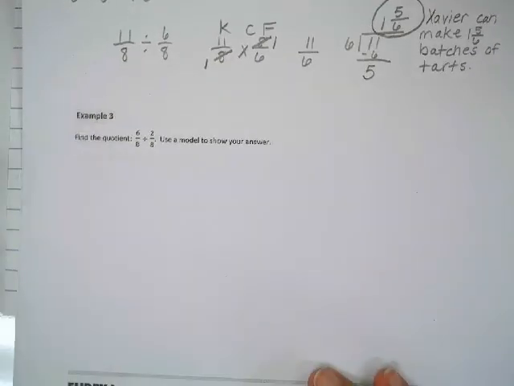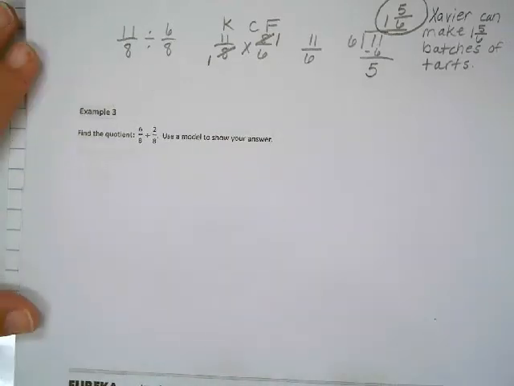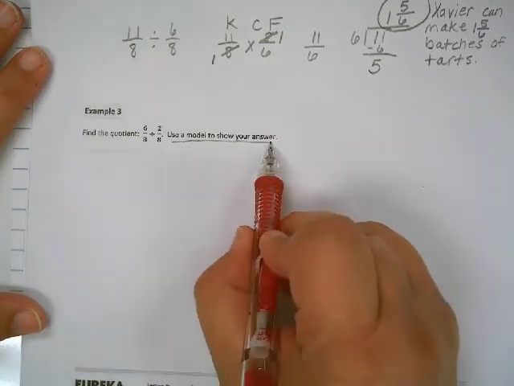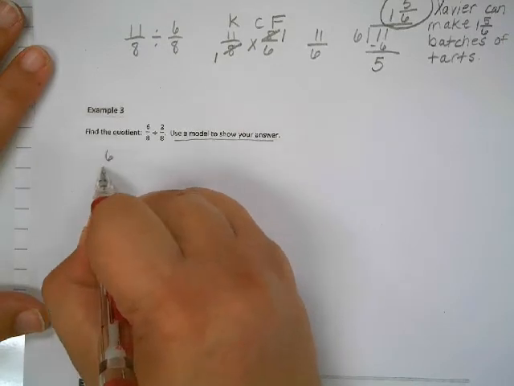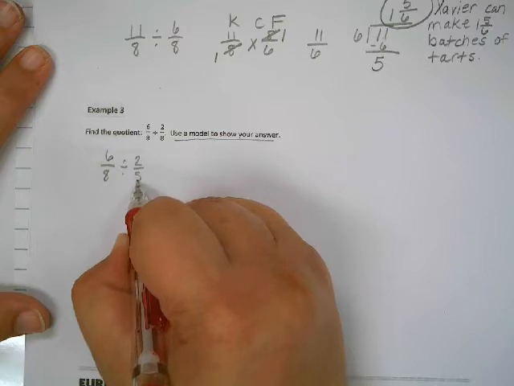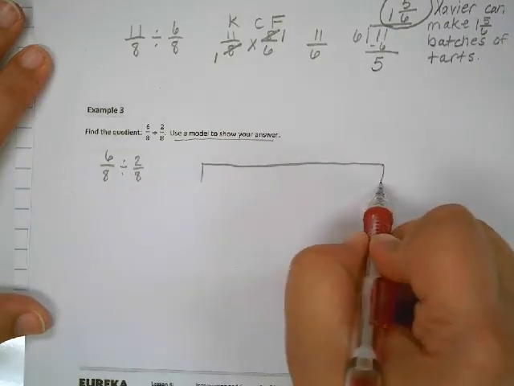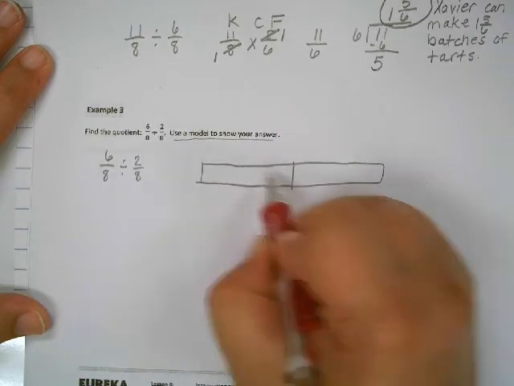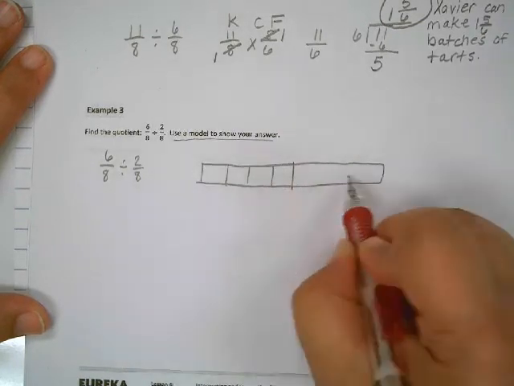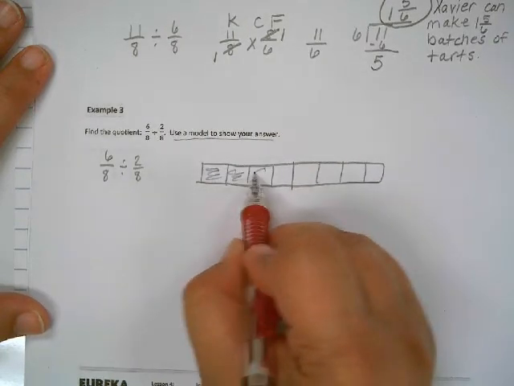On the next example, it just gives us a division of a fraction by a fraction. There's no problem that we're going to have to work out. And it says to use a model to show your answer. This is just like what we practiced the other day. These two have common denominators. So I'm going to have one model that has 8. I'm going to color in 6 of those.